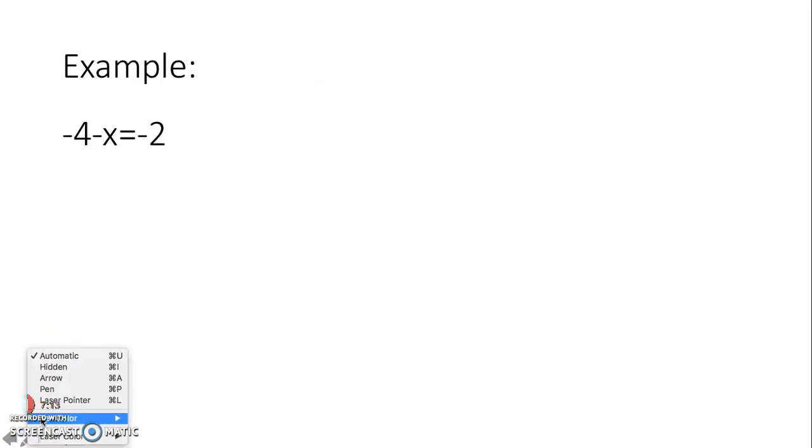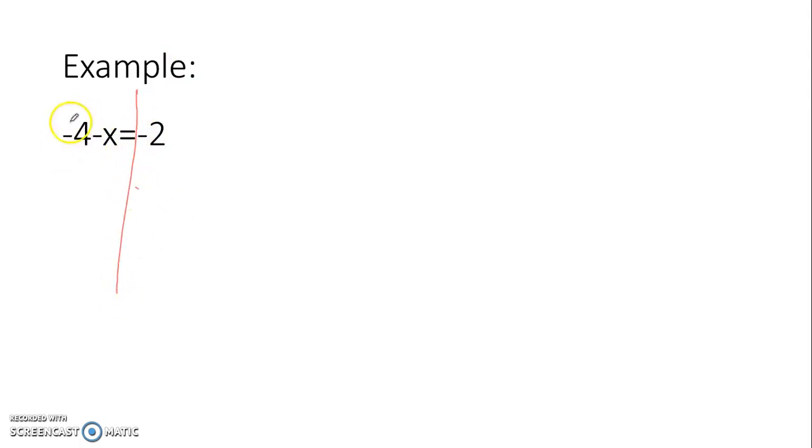Let's take a look at another one. We have negative 4 minus x is equal to negative 2. Let's draw our line. Step 1. We have a negative 4. We want to isolate this variable, so the opposite of negative 4 is positive 4, so we are going to add 4 to both sides. That leaves us with negative x, because these cancel out. Now we have negative 2 plus 4. Alright, so remember, when we have a negative plus a positive, we subtract and take the sign of the bigger number. So 4 minus 2 is 2, and the bigger number is positive, so it's a positive 2.